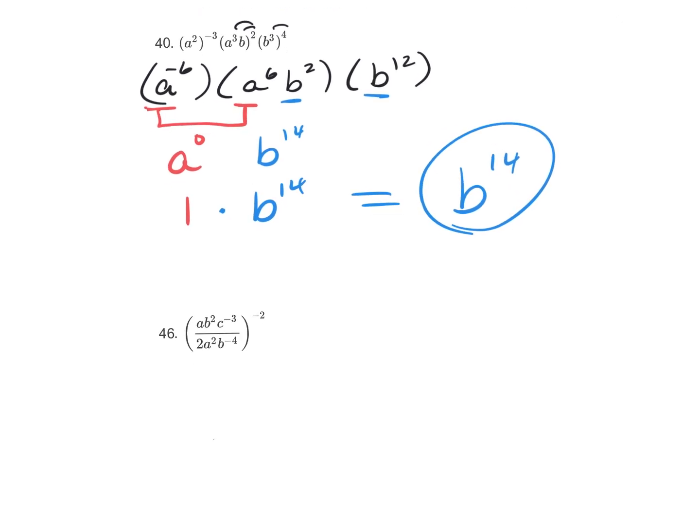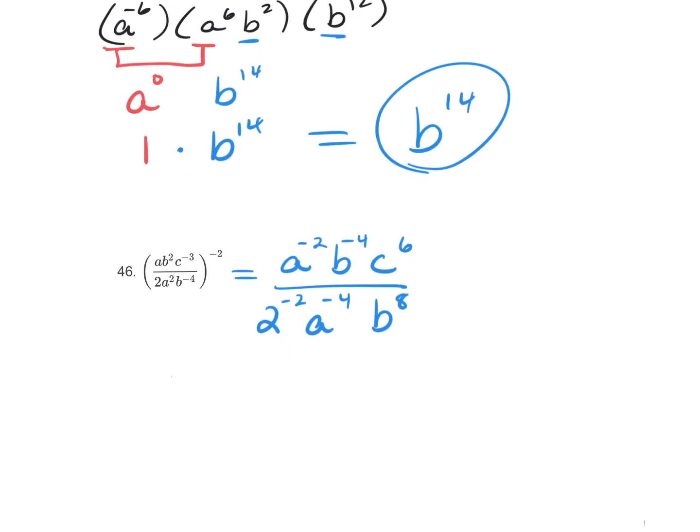Now for the next one, you can either simplify what's inside the parentheses, or you could distribute the negative 2 to each of them. It doesn't really matter. If you want to flip it, I can flip this to the reciprocal and then simplify. I can go ahead and put the negative 2 on everything. So this will become a to the negative 2, b to the negative 4, c to the positive 6, over 2 to the negative 2, a to the negative 4, and b to the positive 8.